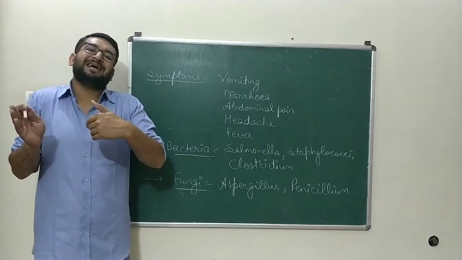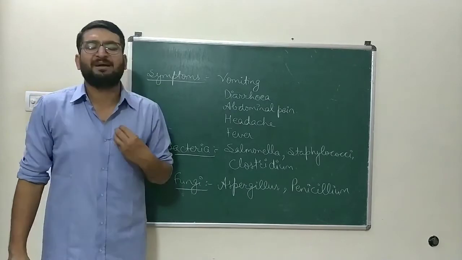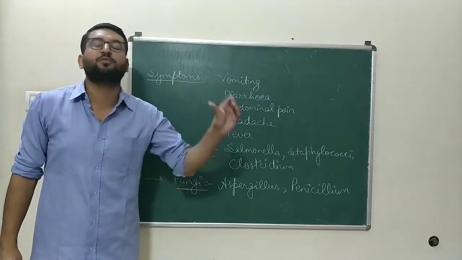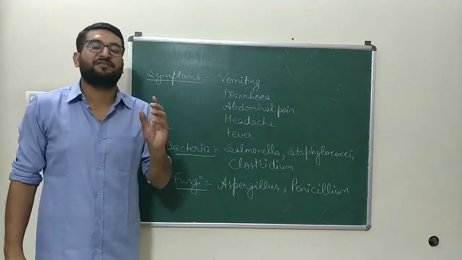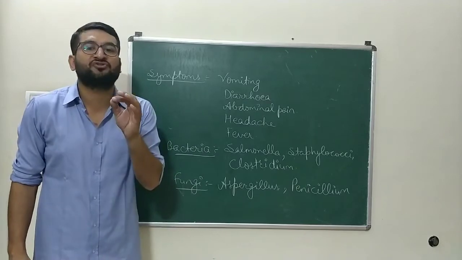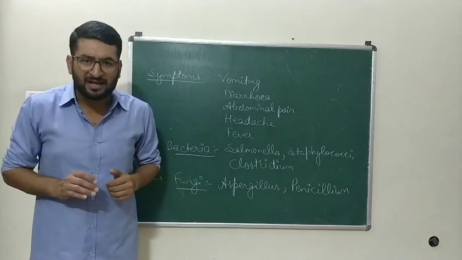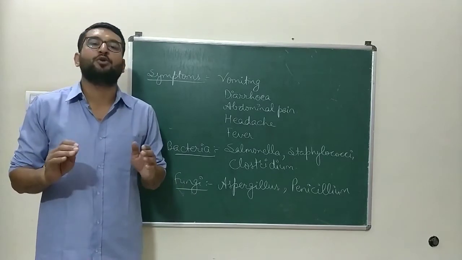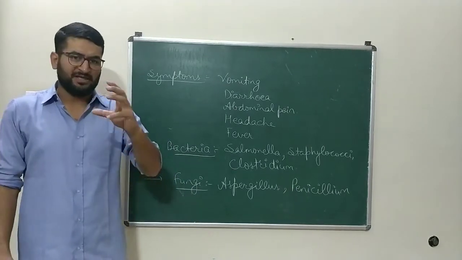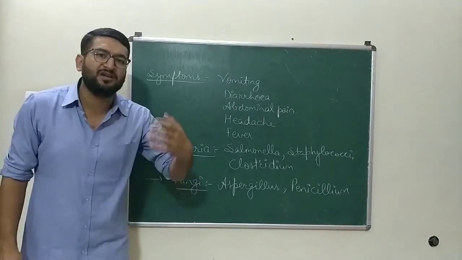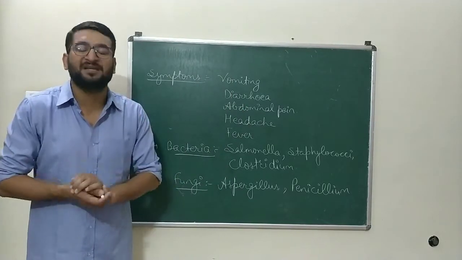There are certain bacteria and fungi which majorly cause food poisoning. The bacteria which cause food poisoning are Salmonella, Staphylococcus or Staphylococci, and Clostridium. And the fungi which majorly cause food poisoning are Aspergillus and Penicillium.